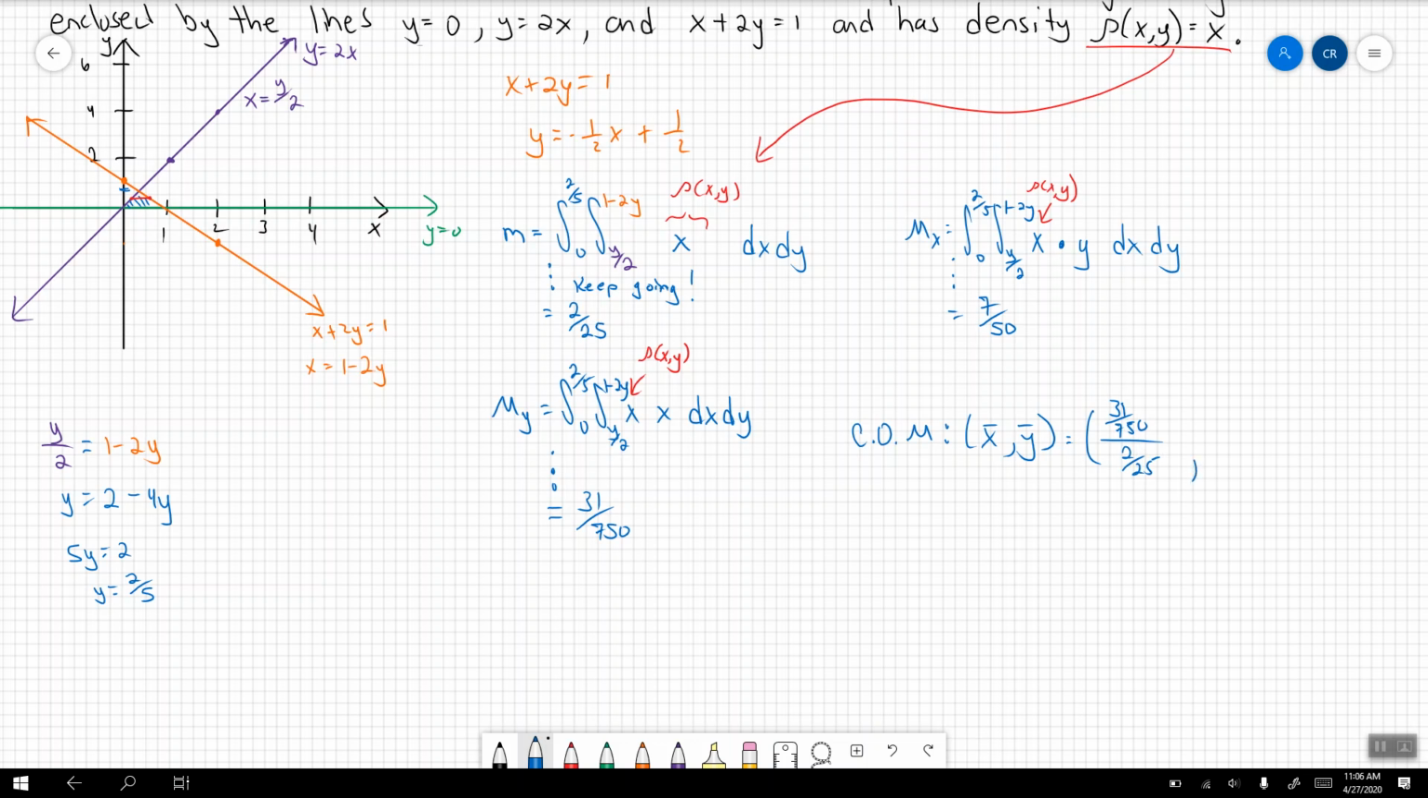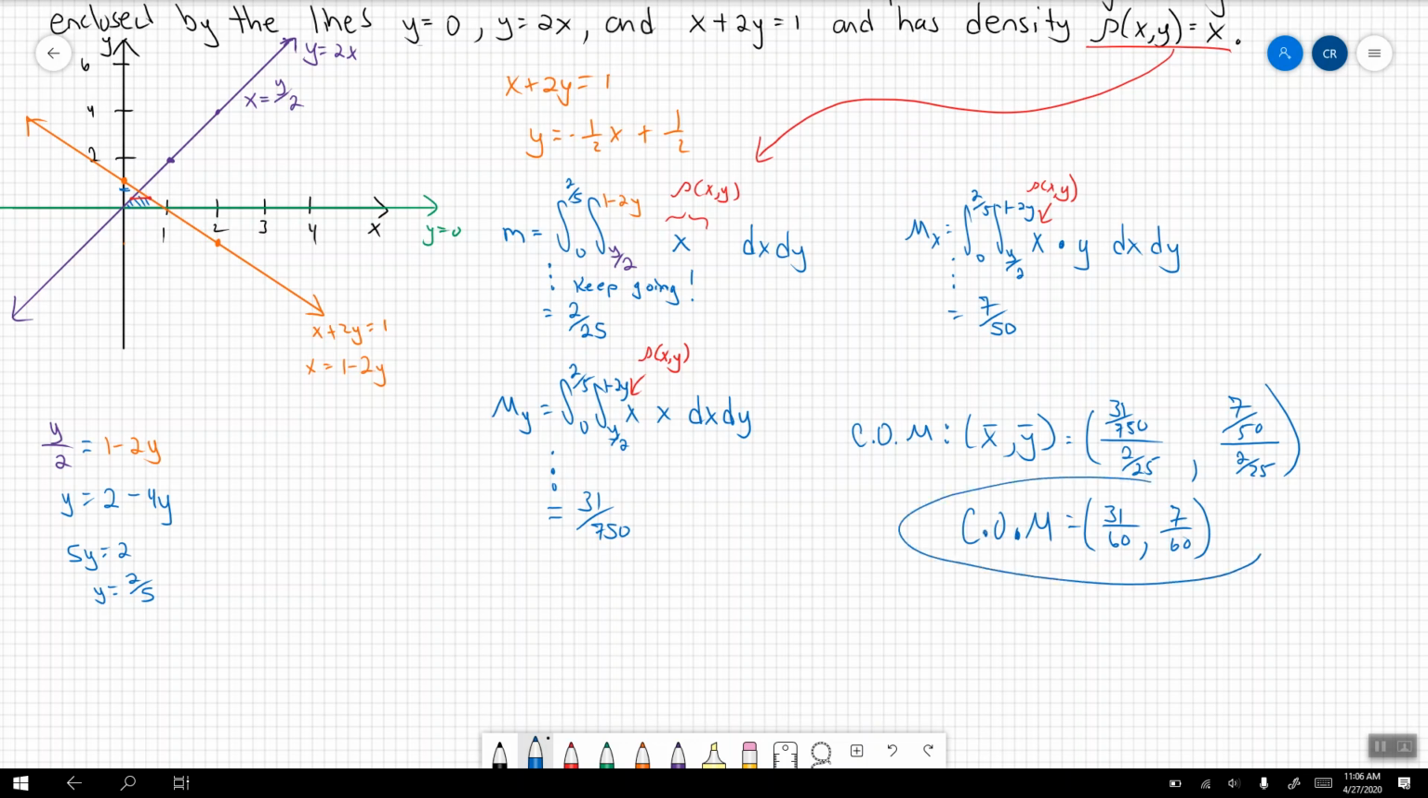Sorry, moments, yeah, so for this, we need the moments about the x-axis, that way we can get the y values. So that's 7/50 divided by 2/25, like such. And this should simplify real nice. The center of mass should be 31/60, comma 7/60. So here is your center of mass.